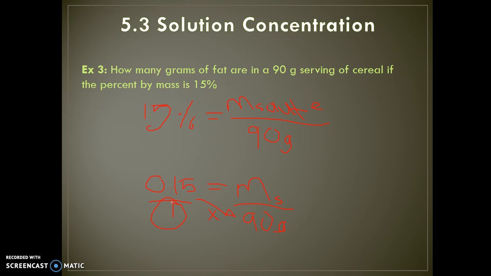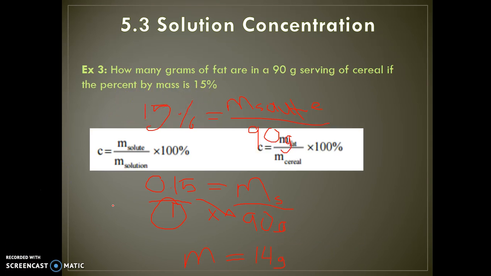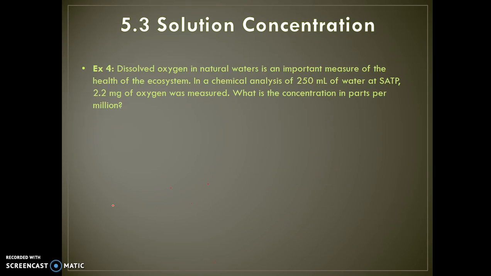So 0.15 times 90, I gotta get out my calculator, gives me the mass, which is 13.5, and so I would look at sig digs, it's 2 sig digs, I'm gonna round that up to 14 grams of fat in my 90-gram serving of cereal, assuming that it's 15% by mass. There's the other version. Okay.